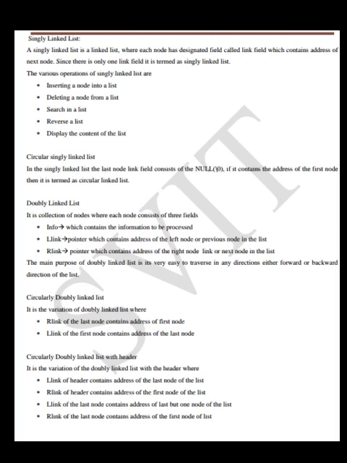Circular doubly linked list. It is a variation of the doubly linked list where the R link of the last node contains the address of the first node, and the L link of the first node contains the address of the last node.